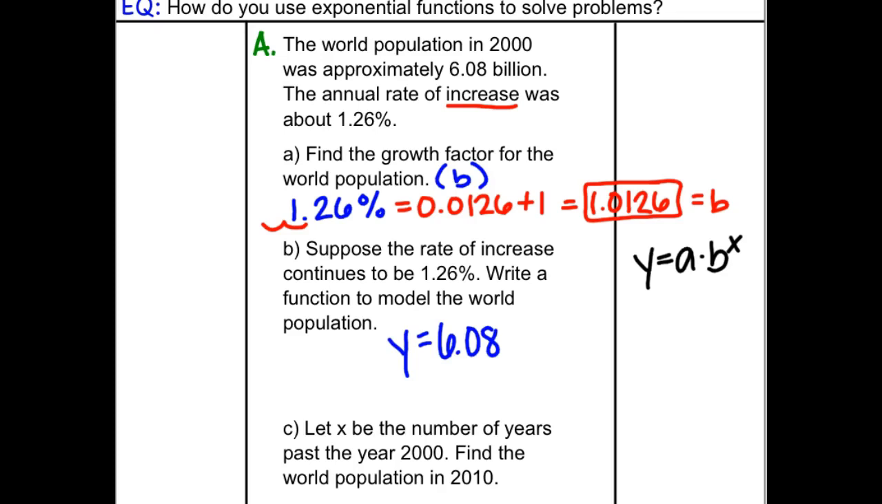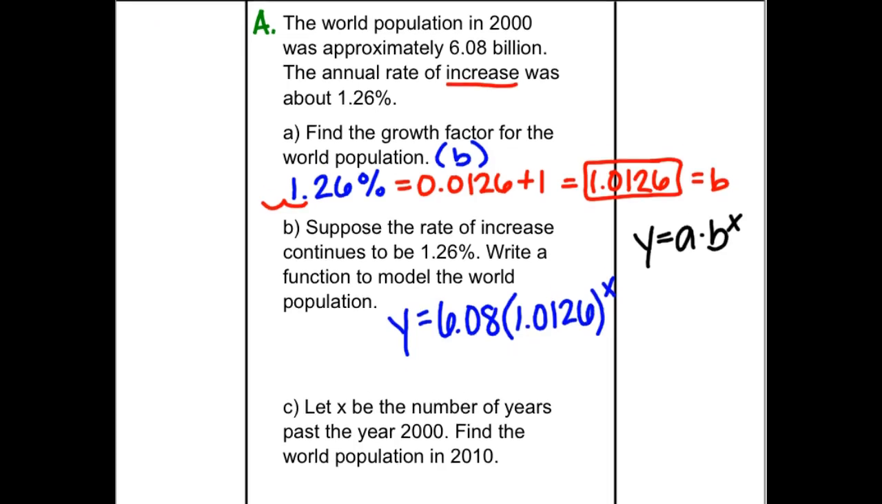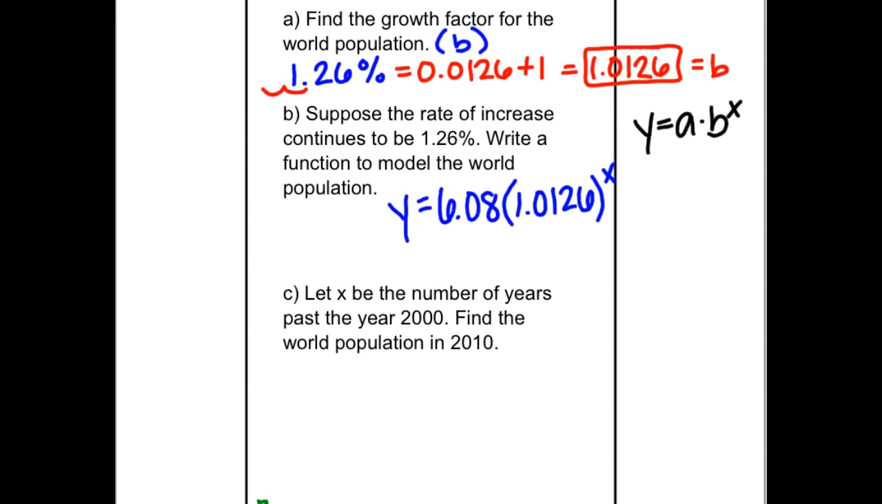Nice and slick. So we have 6.08 times our B value of 1.0126 to the x power. X and y are variables, so we leave them as such. So that's B. Now in part C, it says, let x be the number of years past the year 2000. Find the world population in 2010. That's code for stick a number in for x and solve for y.